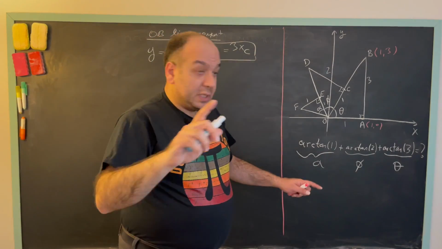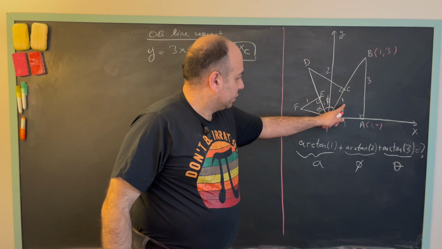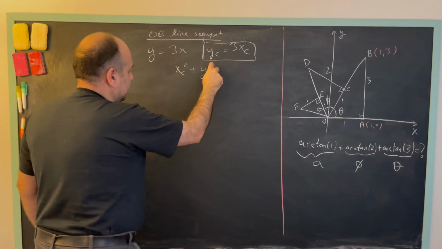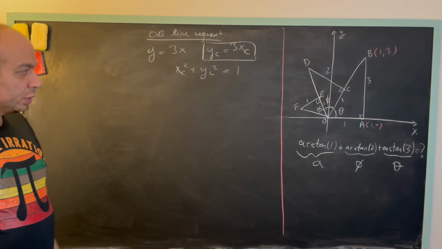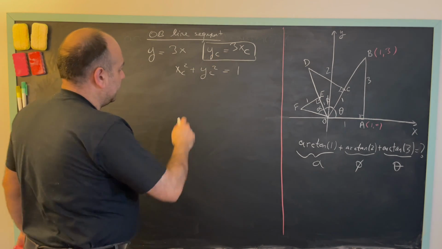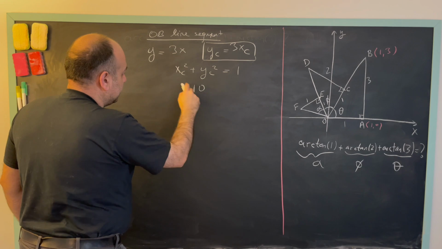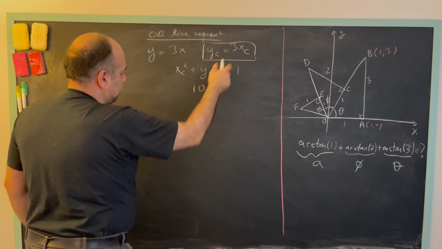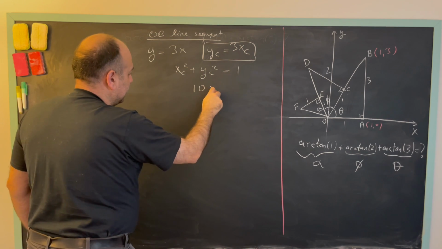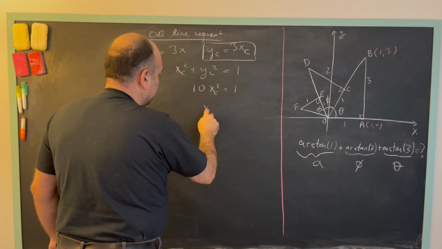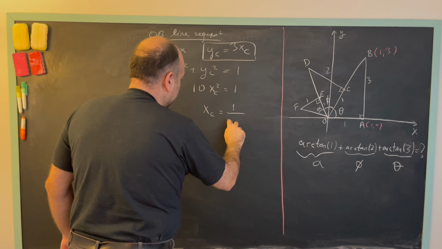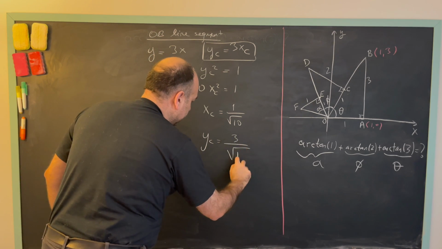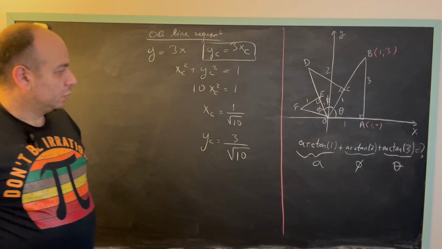What else do I know about point C? It has to be at a distance of 1 from the origin. So we know that xc squared plus yc squared must be equal to 1. If I know this, then this is xc squared plus (3xc) squared, so 9 plus 1 is equal to 10. So 10xc squared is equal to 1, so x of c must be equal to 1 over square root 10, and y of c must be equal to 3 over square root 10. So I found the coordinates of C.